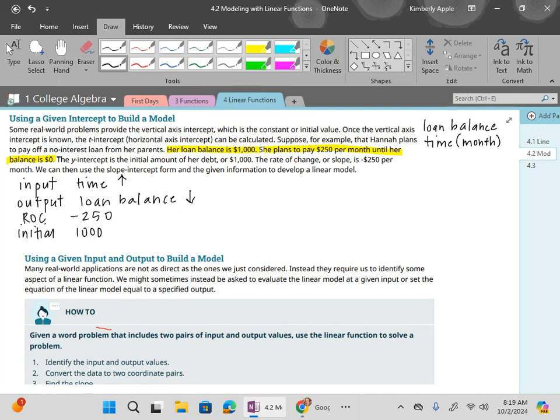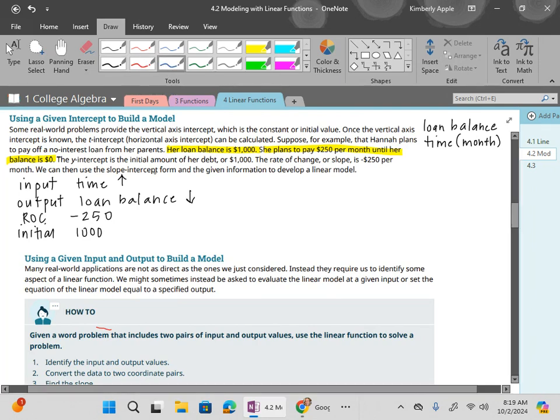All right. Let's go again. Let's figure it out. So we're going to call time t. And we can call this b, whatever. I'm just going to call it balance. And so from there, we can write the function notation, b as a function of t. And then the rate of change is the slope times t, the number of months, plus $1,000.